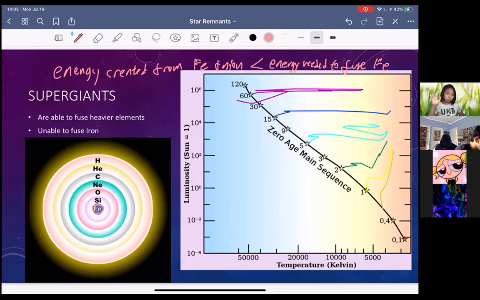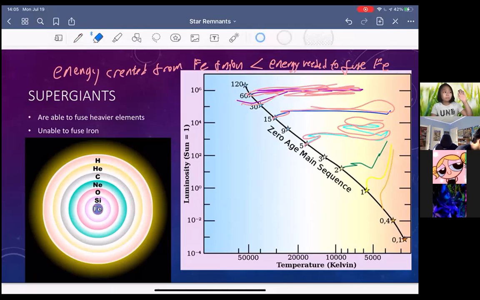And here on the HR diagram, this is something that we also touched on last time, how every time it gains a new shell, it goes back and forth. Every time it goes back and forth once, it creates a new shell.